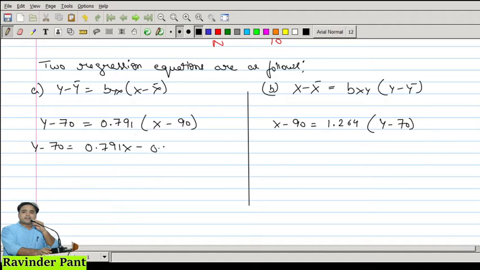71.19. All right. Now next you solve this and you will get the equation in the form of y is equal to 0.791x minus 71.19 plus 70.